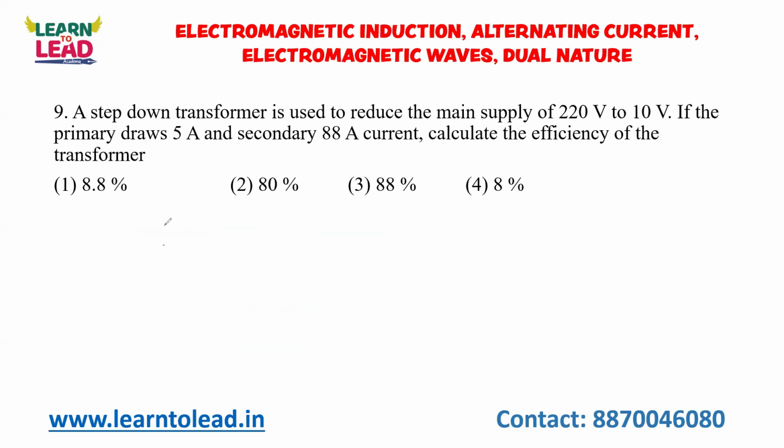A step down transformer is used to reduce the main supply 220 volts to 10 volts. If the primary draws 5 ampere and the secondary draws 88 ampere current, calculate the efficiency of the transformer, they have given. So efficiency means output divided by input. So power output divided by power input.